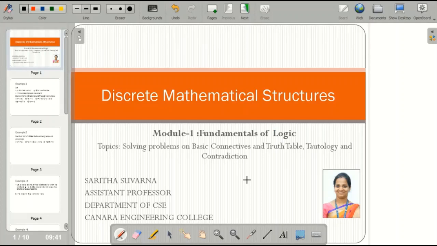Good morning, students. In the previous session, we had seen the definitions of basic connectives, truth table, tautology and contradiction. Today's session, let us solve problems based on these concepts.